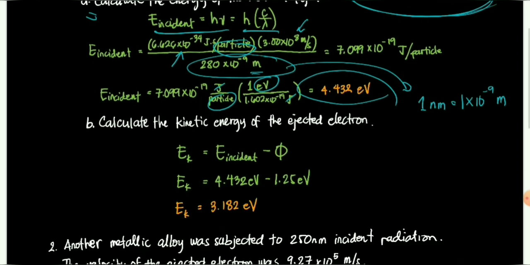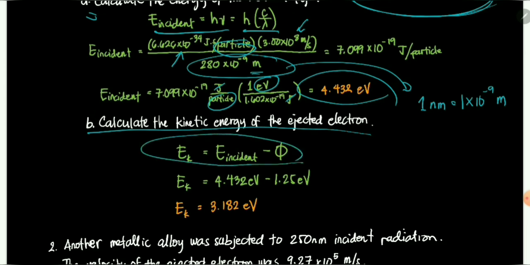So, for letter B, calculate the kinetic energy of the ejected electron. So, gagamitin na natin yung photoelectric effect equation na kinetic energy of the ejected electron is equal to the energy of the incident light minus the work function of your metal alloy. So, isusubtract lang natin yung 4.432 electron volts sa 1.25 electron volts. We will get 3.182 electron volts as the kinetic energy of your ejected electron.